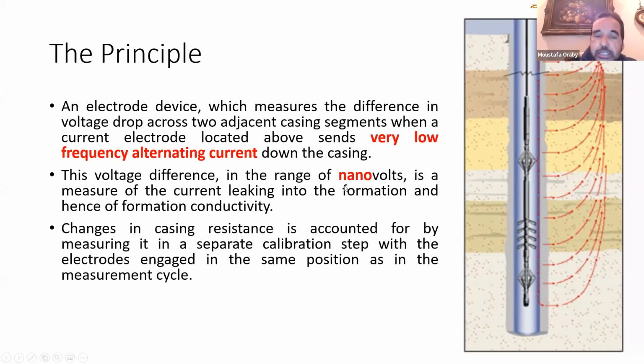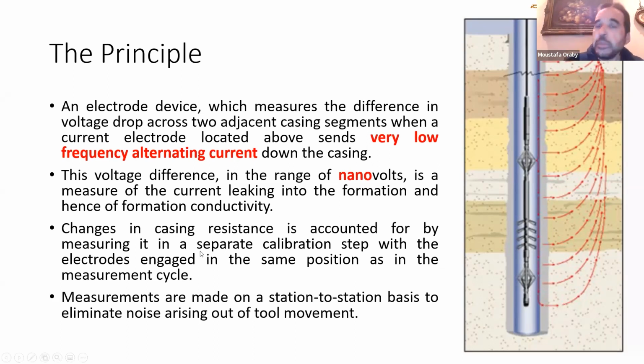Sometimes you have to repeat the measurements. Sometimes you have to calibrate the casing. So it requires more things to get really a good resistivity. So as you can see here, it's a challenge to measure the resistivity behind the casing. Big challenge, because you have a very good conductor inside the wellbore, which is your casing.